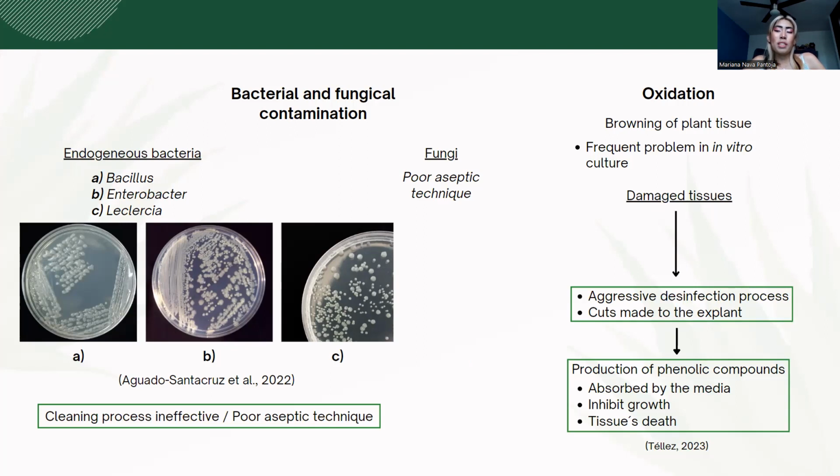The oxidation problem is present in a lot of in vitro culture, and it is due to damaged tissues. These damaged tissues can be a result of an aggressive disinfection process, as well as the cuts made to the explant. So by damaging these tissues, phenolic compounds are produced, and these will be absorbed by the media. It will inhibit growth, and it will lead to tissue death.